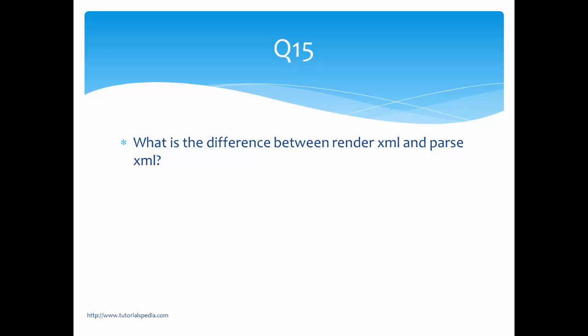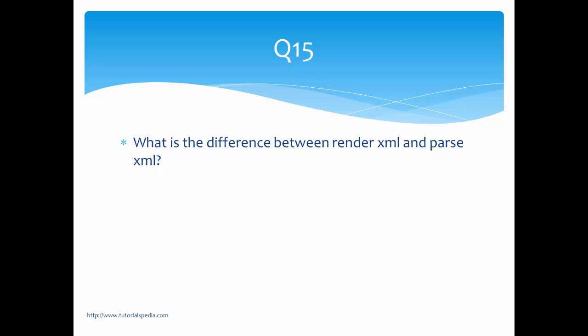So render XML and parse XML are the XML activities available in the XML palette. These are very commonly used XML activities, so you should have an understanding of where you should be using render XML and parse XML activities. The answer to this question is that the parse XML activity is used whenever you want to take some string as an input, which is of course an XML-based string, and then based on a particular XSD, that is based on a schema, you want to parse it, and the output of this activity will be a parsed, validated XML.